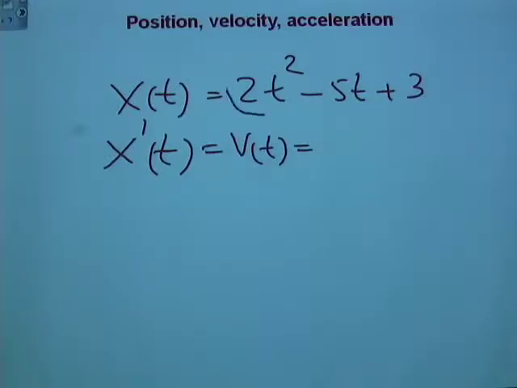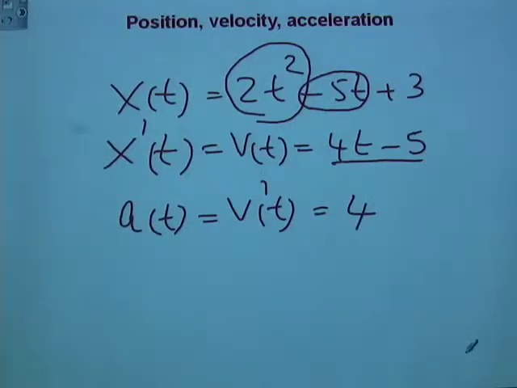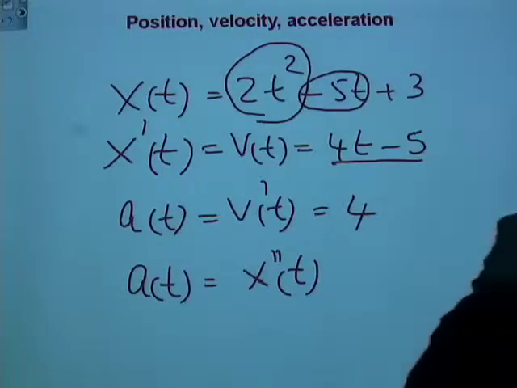Now, what is the derivative of 2t squared? That will be 4t. And what is the derivative of minus 5t? It's minus 5. So this is the velocity function. And the acceleration function is obtained by taking the derivative of the velocity function. And that will be equal to 4. Now, this can also be written as, look at this, a of t is also written as the second derivative of the position function. What is the meaning of the second derivative?